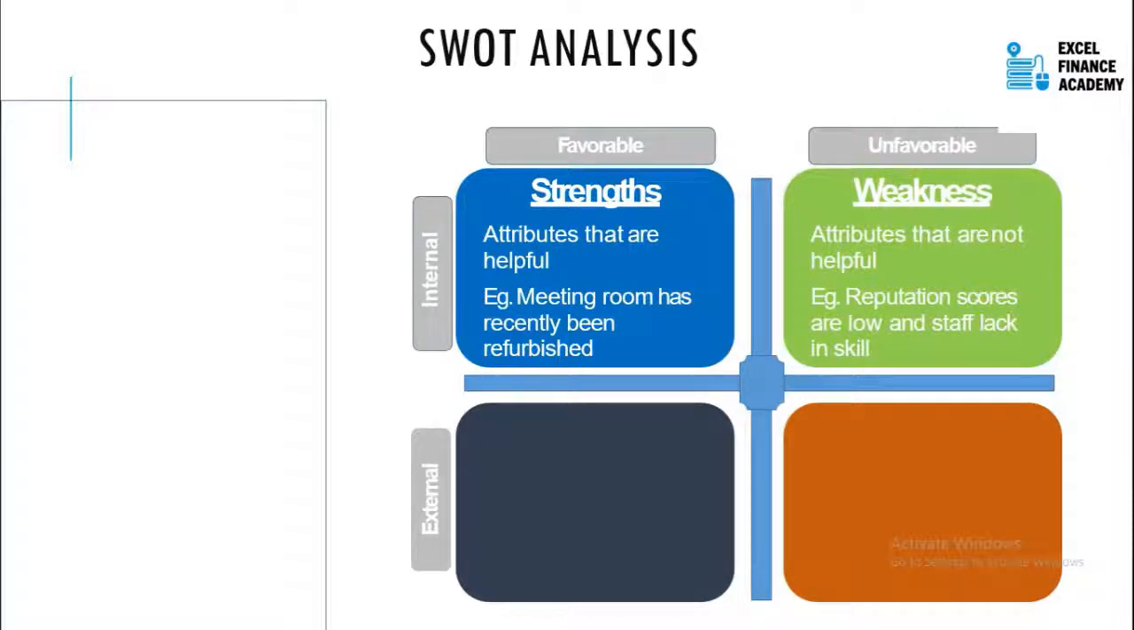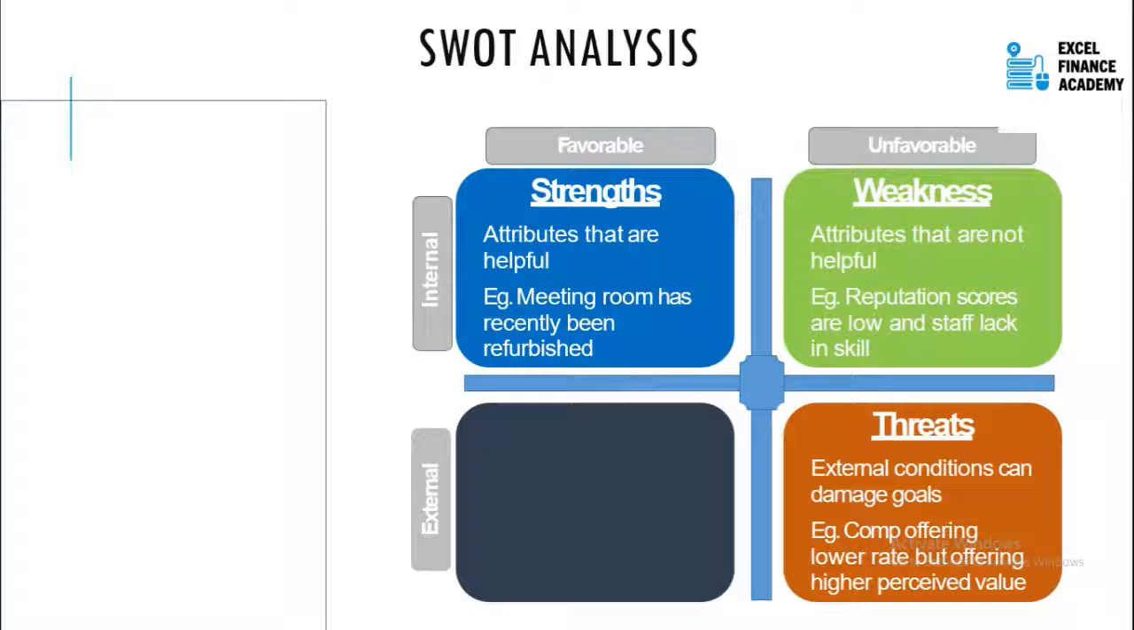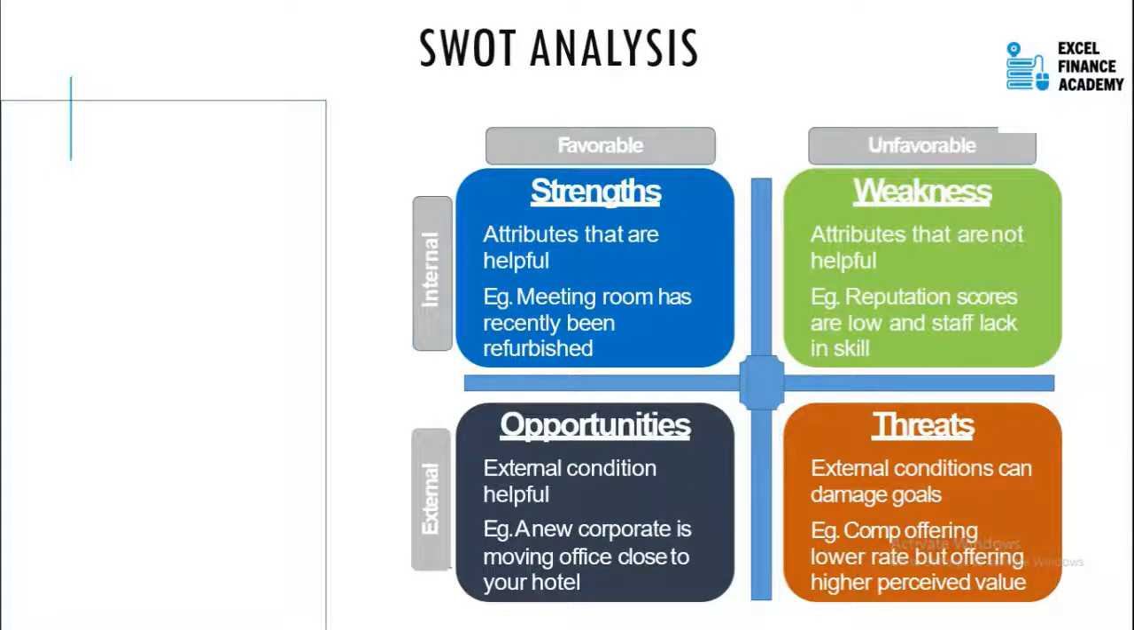Whatever you want to maximize. Then external factors means, for example, the competition offering lower rates. These are the threats, right? And the favorable factors can be, maybe, the airport coming next to you, or a new corporate office moving near your hotel, or you no longer have a traffic light because you got a flyover.